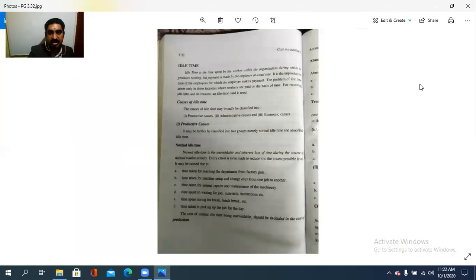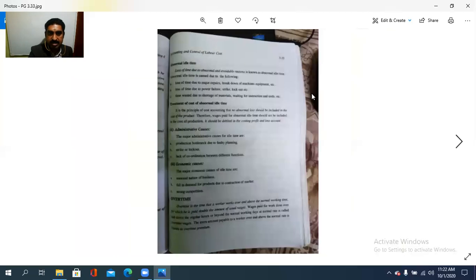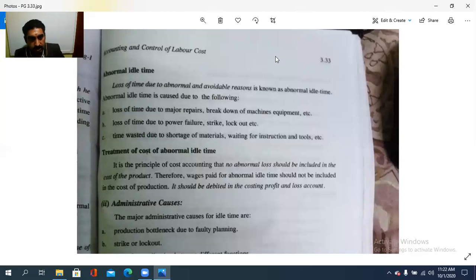While what is abnormal idle time? Then we can avoid it. That is the abnormal idle time. Loss of time due to abnormal and avoidable reasons is known as abnormal idle time. It is caused due to the following, like loss of time due to major repairs, breakdown of machine, etc. Loss of time due to power failure, strike, lockout, etc. Time wasted due to the shortage of material, waiting for instruction and tools, etc. So that is the abnormal idle time. So understand, normal idle time cannot be avoided, but up to a certain extent we can reduce it, while abnormal idle time is avoidable.